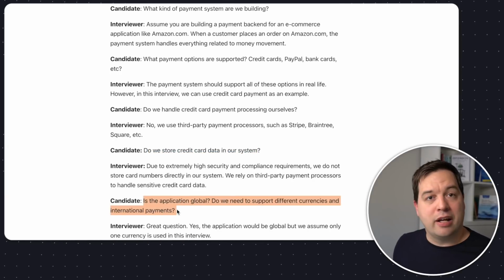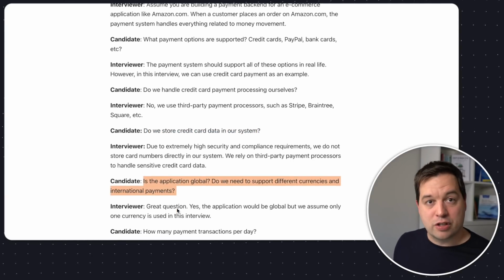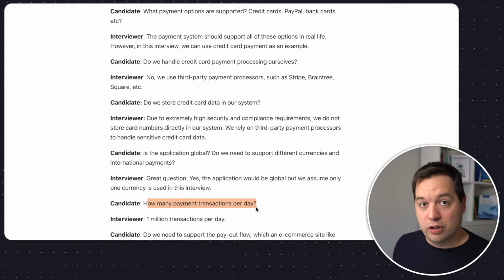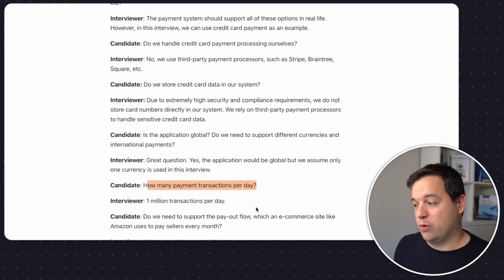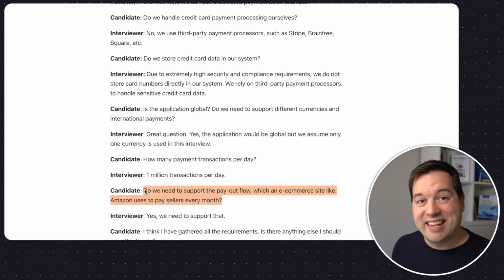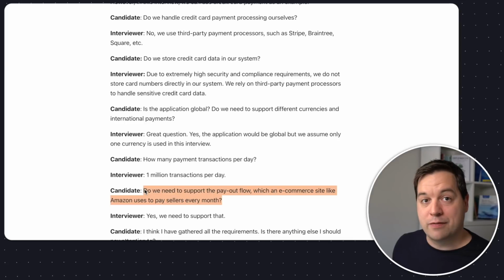You'll want to ask about the global requirements. Is it just for a certain locale or not? How many transactions are we expecting? So the load, how many users? Those are always good questions to ask. And what kind of flows we need to support? Is it payout? Is it pay-in? And this specific question is more specific to payments.